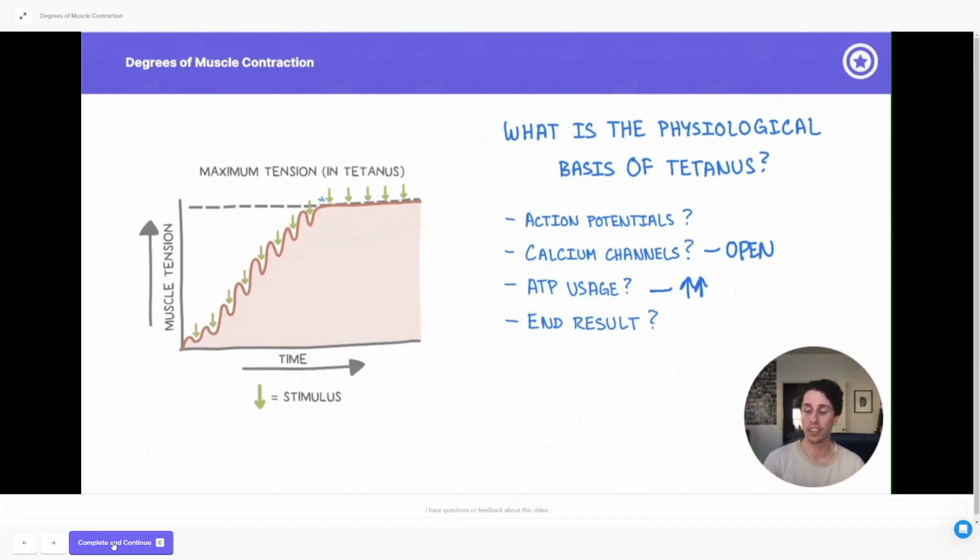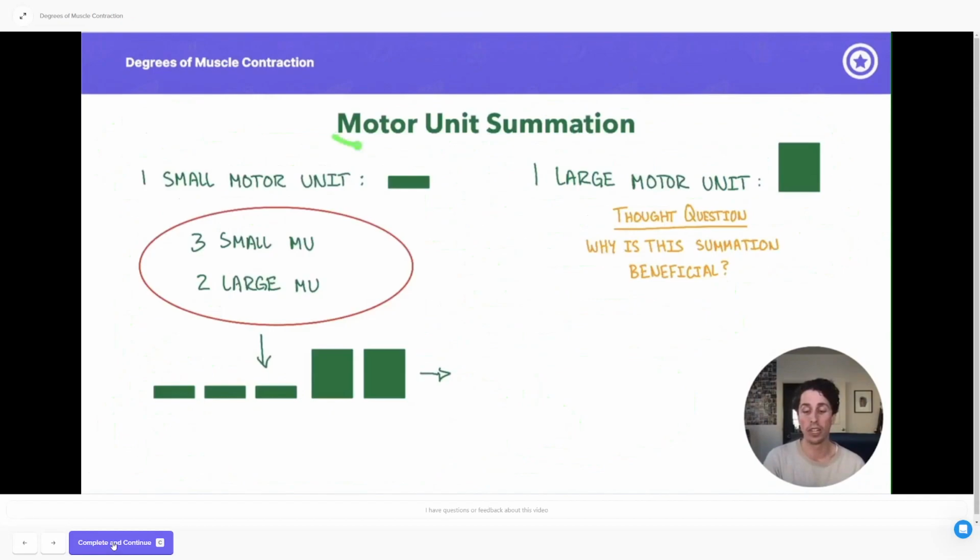And so that's going to be a little overview of tetanus and a really extreme example of wave summation, but it gets that point across because we can see how it just builds upon each other until it reaches this maximum tension right there. All right, so let's go ahead and talk about the next type of summation, motor unit summation.